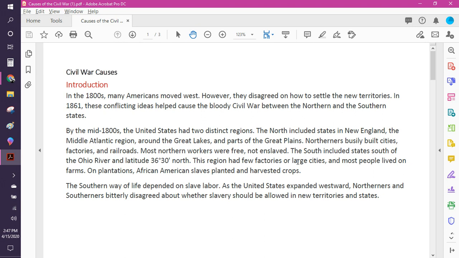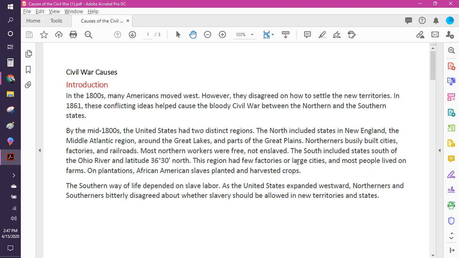So by the mid 1800s, the United States had two distinct regions. The North included states in New England, the Middle Atlantic region, around the Great Lakes, and part of the Great Plains. Northerners busily built cities, factories, and railroads. Most Northern workers were free, not enslaved.